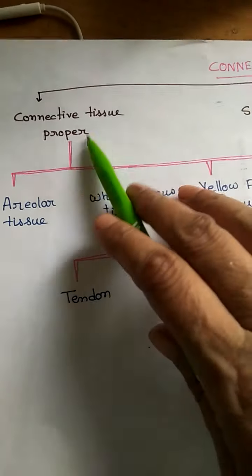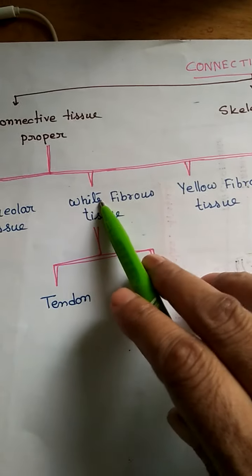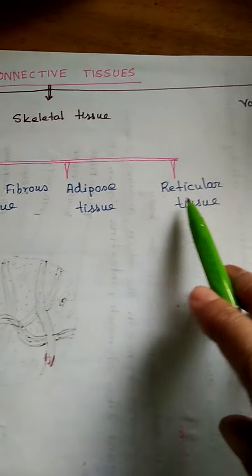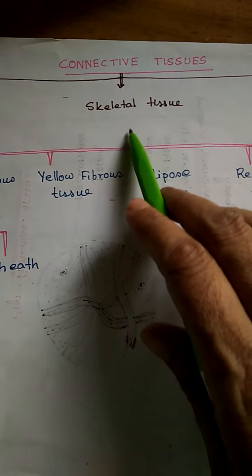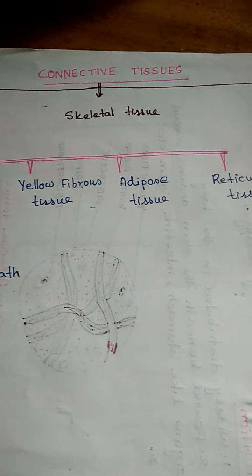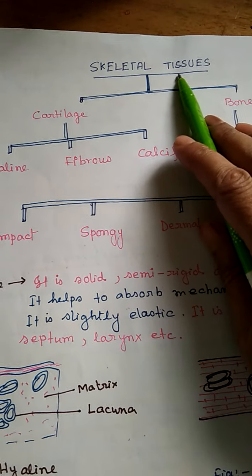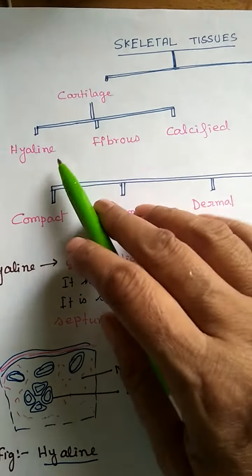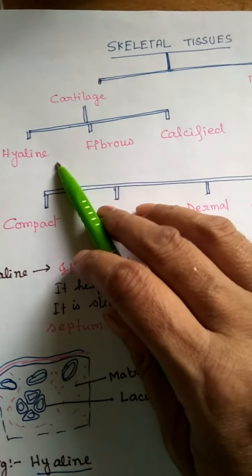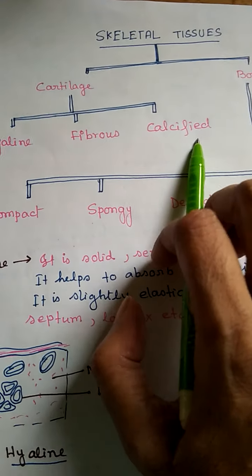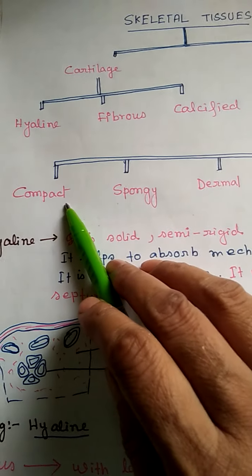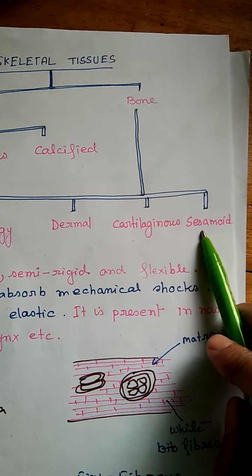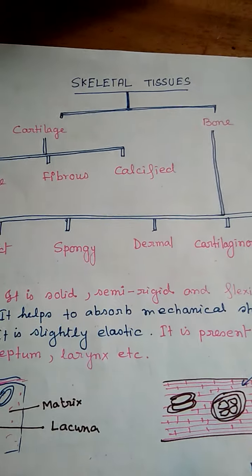So we have completed the connective tissue proper, that is areolar tissue, white fibrous tissue out of two types, tendon and sheath, yellow fibrous tissue, adipose tissue, and reticular tissue. Now let me start the next one, that is skeletal tissue. In case of the skeletal tissue, cartilage and bone. The cartilage is of three types: hyaline, fibrous, and calcified. The bone is of compact, spongy, dermal, cartilaginous, and sesamoid. So this is about the skeletal tissue.